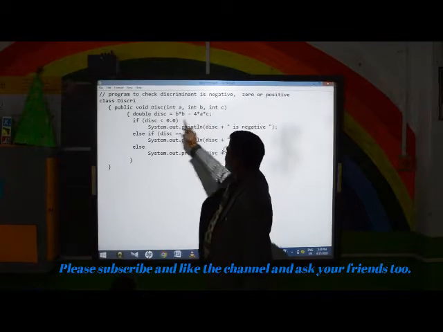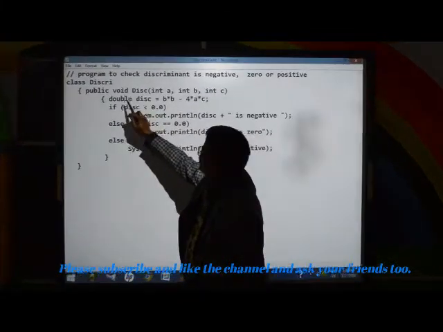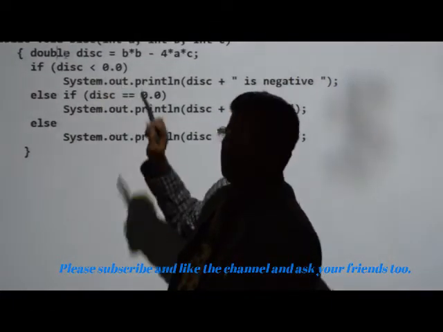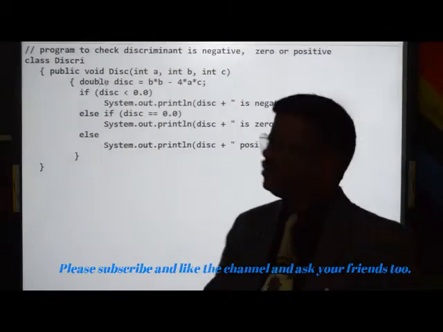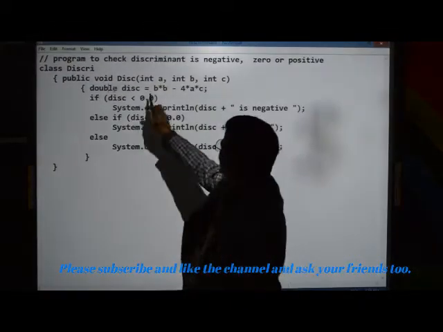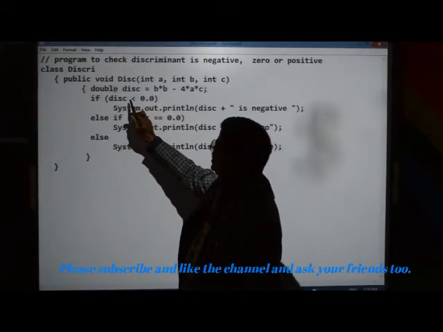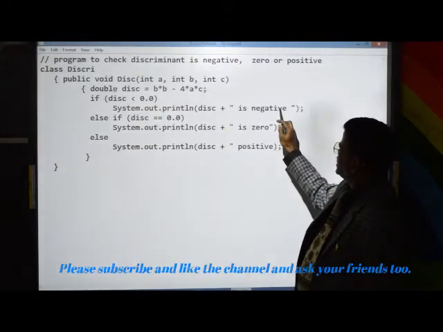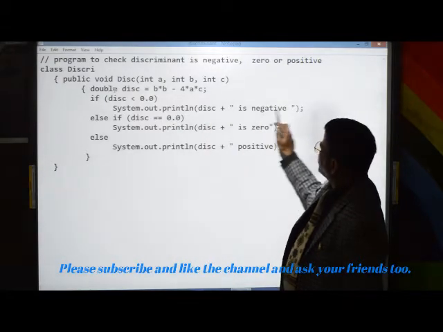The computer will simplify the b square minus 4ac, whose answer will be available here. Because it is double, I am checking 0.0. What do you mean by less than 0? If it is less than 0, it's negative. Now, the computer will check. If it is less than 0, what does it say? Discriminant is negative. The value of discriminant will be displayed here plus this comment.